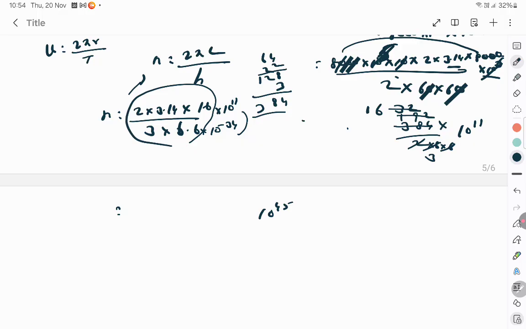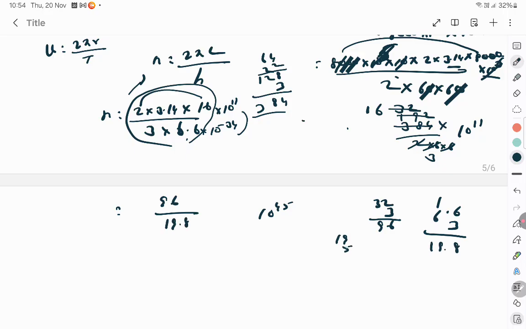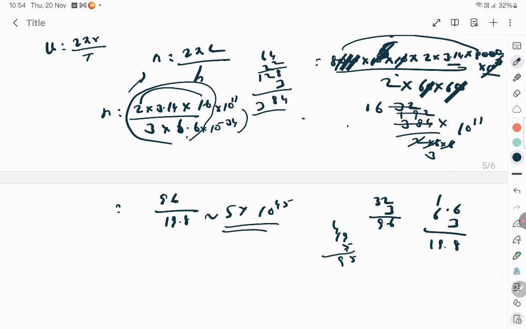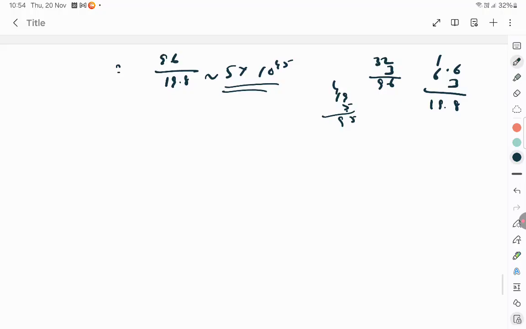Let's see. 16 2s are 32, 32 into 3, approximating, is 96. Divided by 6.6 into 3, which is 19.8. So 19 5s are 95, approximately 5 into 10 to the power 45. That is the number of the orbit. Are you clear? Superb. We can use our own way and do it like this, so you don't have to copy what is in the book.